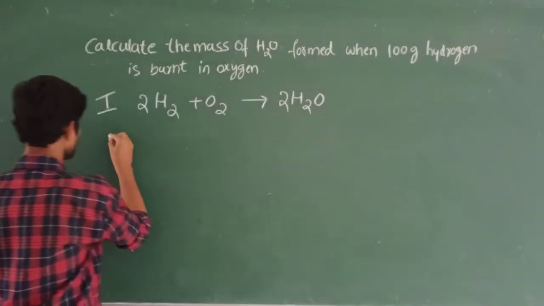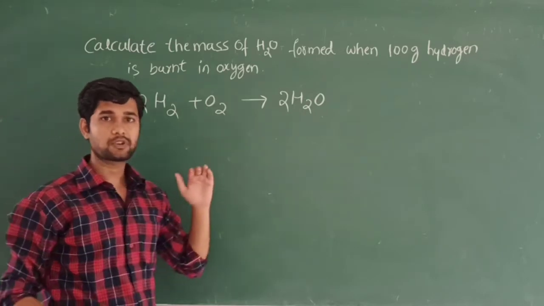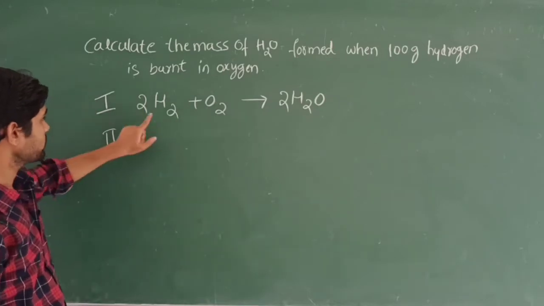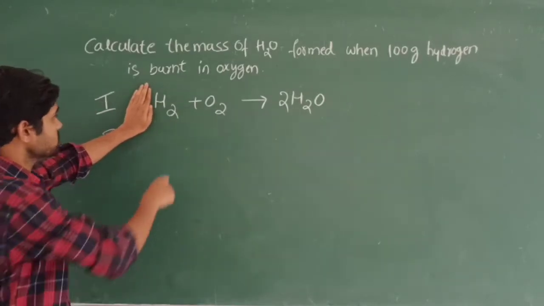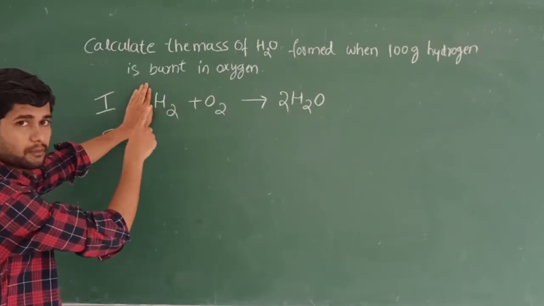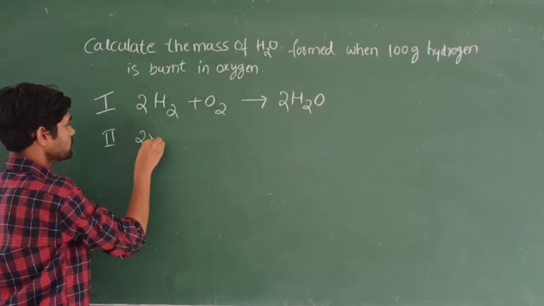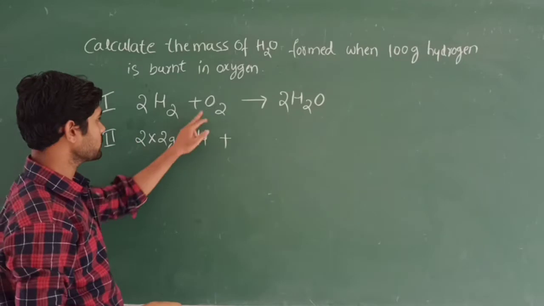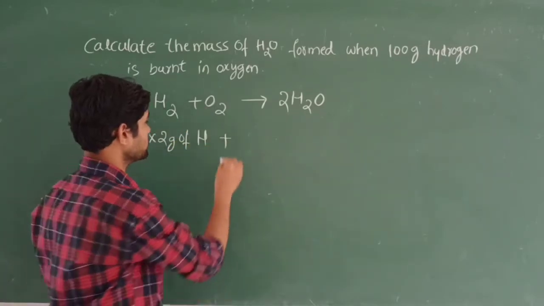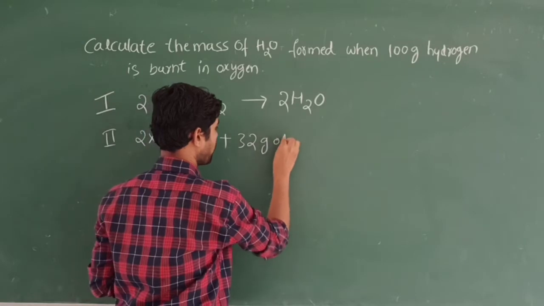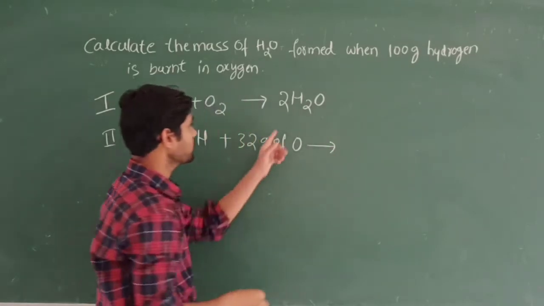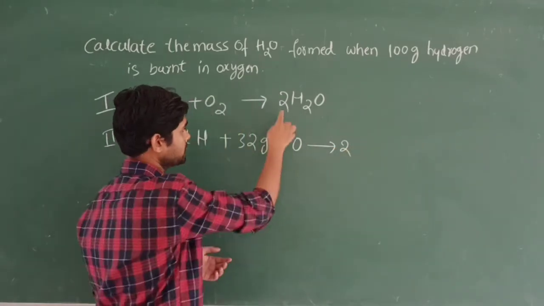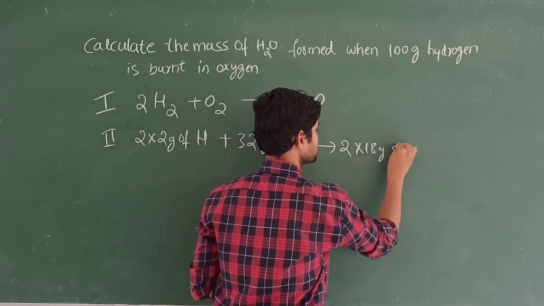Then what is our second step? Second step, we should write the molecular mass of the respective elements. So if I take this hydrogen, with this coefficient, I mean the stoichiometric number, hydrogen becomes 2 gram, right? 2 into 2 gram of hydrogen, which combines with oxygen, whose atomic mass is 16. So here 32 because 2 oxygen, 32 gram of oxygen, that gives rise to the water molecule. One water molecule is 18 gram, and here 2 will be there, 2 into 18 gram of water.